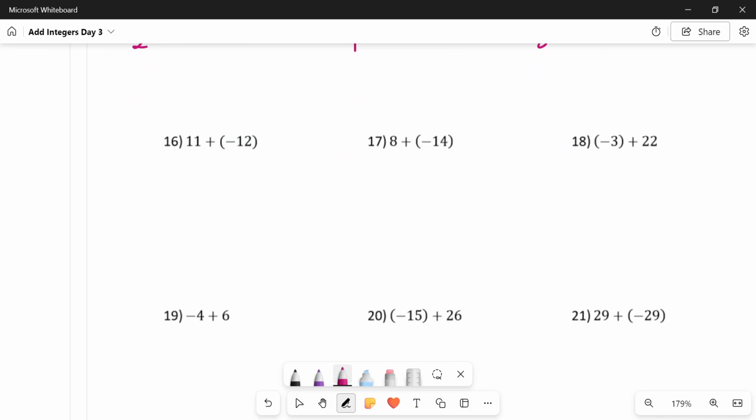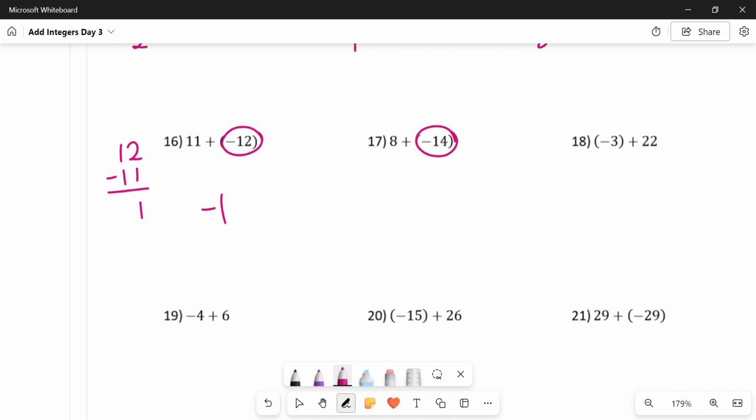Number 16. Negative 12 is further from 0, so I do 12 minus 11 and get 1. Since the negative 12 is circled, my answer will be negative 1. Number 17. Negative 14 is further from 0.